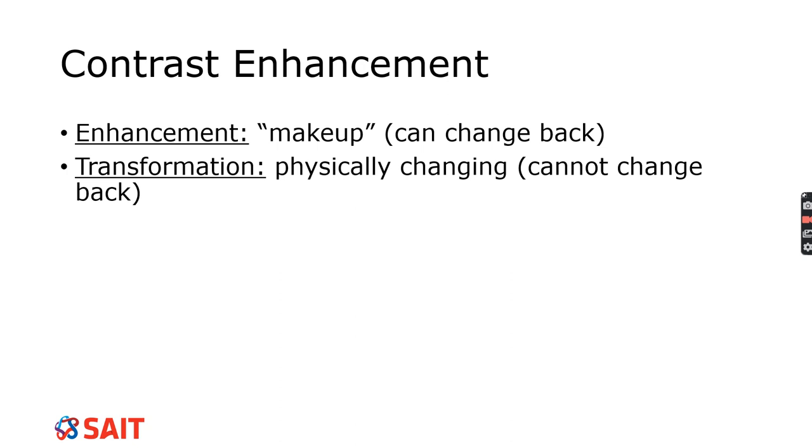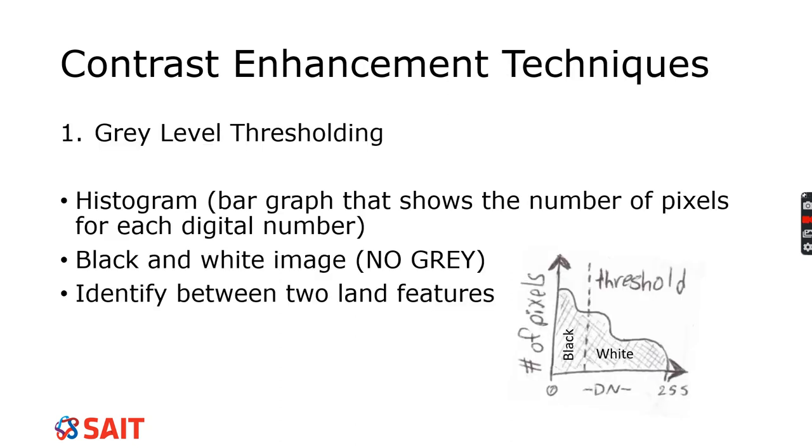So we take our images and we can either enhance them by making them look nicer on the screen, but not actually changing the true values of the image, versus transformations where we change the true values of the image to be able to enhance certain features or identify certain features in another way. Those are two terms that are very clearly defined in remote sensing. I'm going to focus on contrast enhancement techniques today.